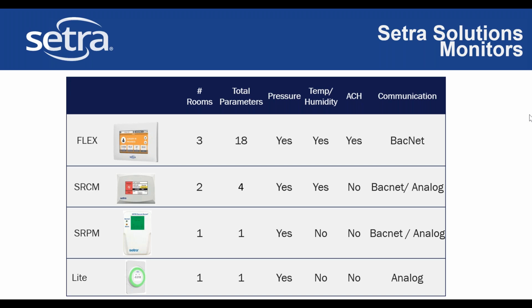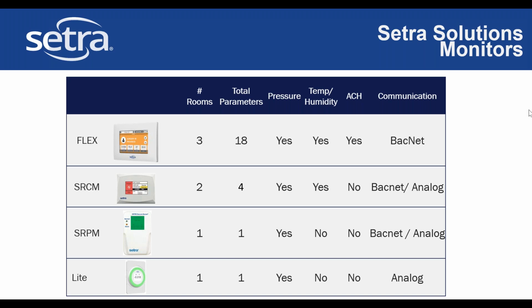Question by Mr. Zahid Okar: So the Flex is IP or MSTP or both MSTP and IP at the same time? So the Flex offers you both protocols, and you have the liberty to select one. If your infrastructure is primed around BACnet over IP, you can use the IP port on the Flex. If it is MSTP, you can use the MSTP ports on the Flex. You can't use both at the same time.